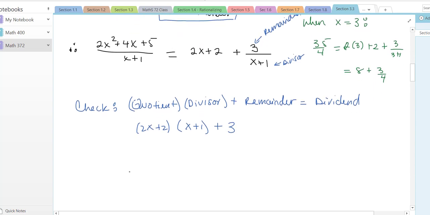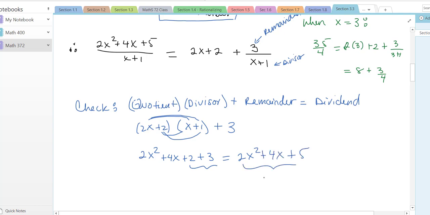So here, let's multiply this out. Do a little FOIL. So you're going to have 2x squared plus 2x plus another 2x, so plus 4x, and then plus 2 plus the remainder, 3. So what does this equal? Combine like terms. So you get 2x squared plus 4x plus 5. Is this the dividend?